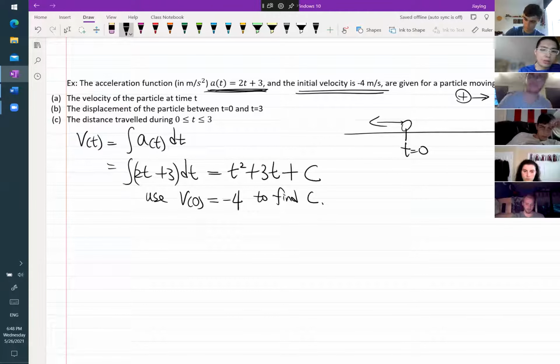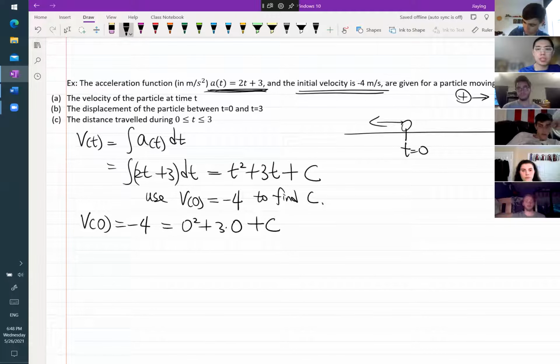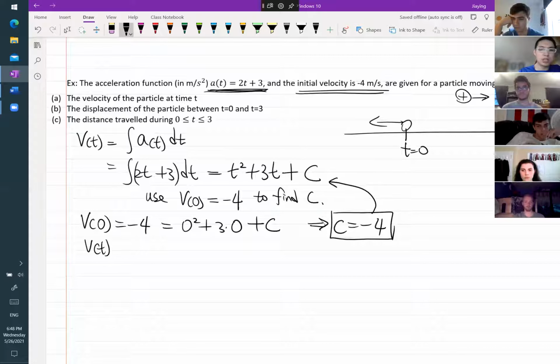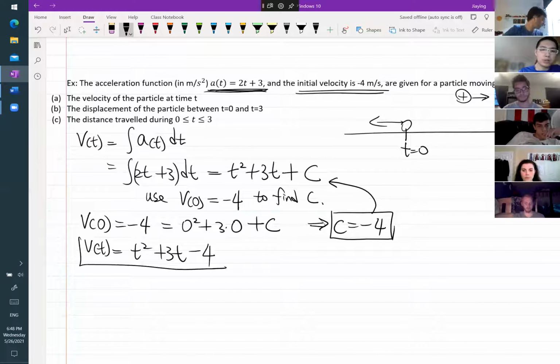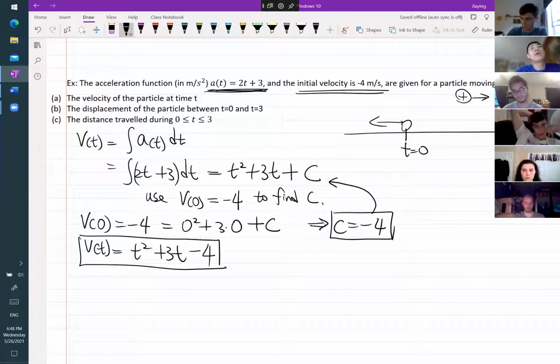Doing the work quickly, we get V of 0 equals -4, so that's equal to 0 squared plus 3 times 0 plus C. So C equals -4. Don't forget to put it back into the velocity function. So V of t is equal to t squared plus 3t minus 4. Any questions about finding the velocity there?